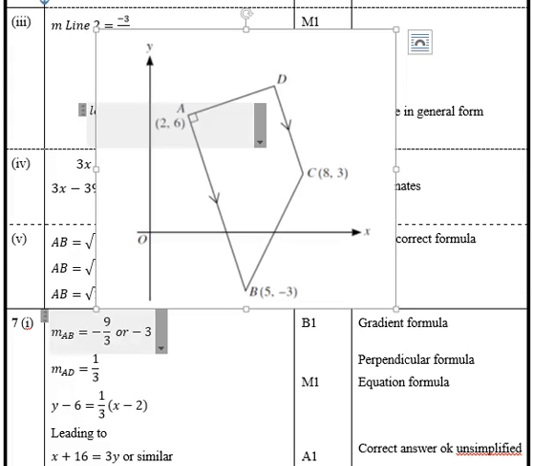In question 7, to find the equation of line AD, all we know is that it's perpendicular to the line AB and it goes through (2, 6). So we start by getting the gradient of line AB, change in y over change in x, -9/3, or -3. So the perpendicular line, AD, has gradient of 1/3. And we can now get the equation, x plus 16 equals 3y. In this case, it could be any version of the equation. It didn't ask us to do it in any specific way.